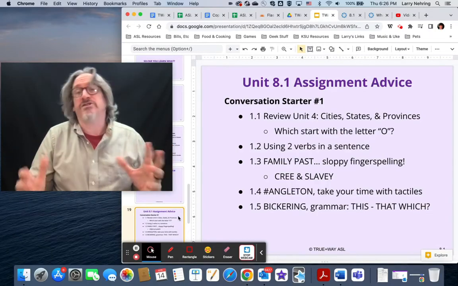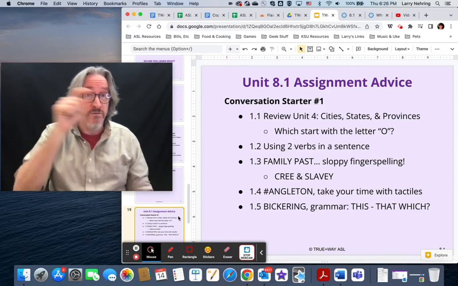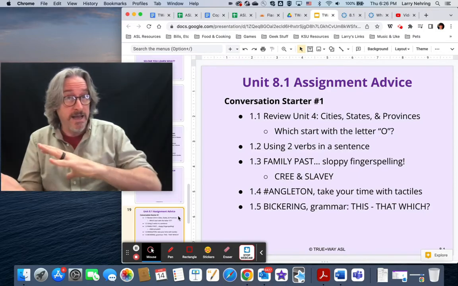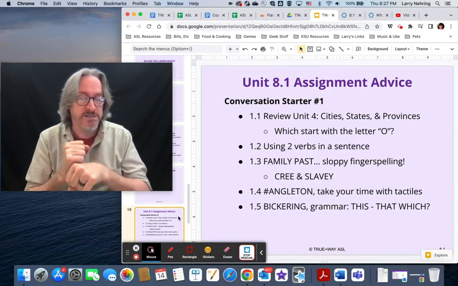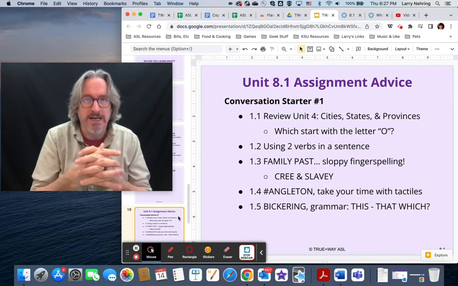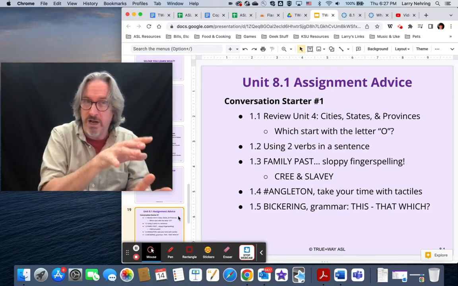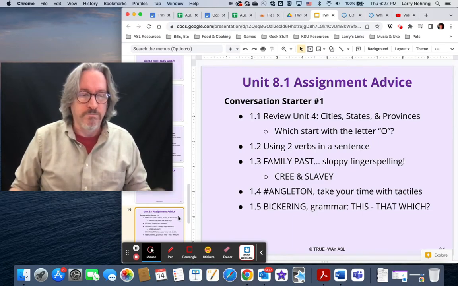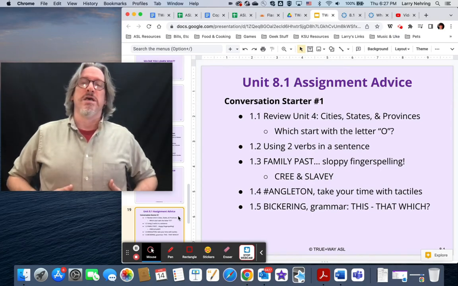Okay, this is actually a quick one. There's not that much to review. The big thing is go back to Unit 4, which ended ASL 1, and look over the cities, states, and provinces. If you didn't take ASL 1 here, I don't believe you have access to that stuff. And I think I shared all of my stuff on Canvas. So you should have access to all of that stuff.